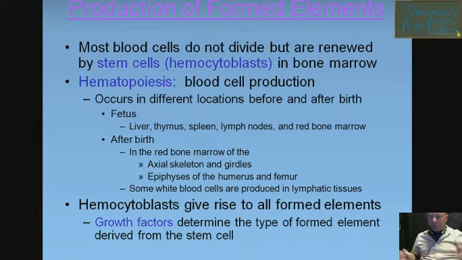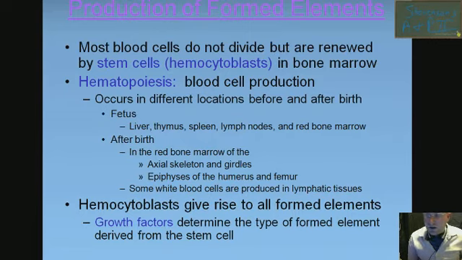But after birth, when you become an adult, and even as a small child, it will happen in the red bone marrow. The red bone marrow is in either the axial skeleton and girdles, or in the epiphyses of the long bones, the humerus and the femur. Some white blood cells are produced in lymphatic tissue, but most of those are produced in the red bone marrow.